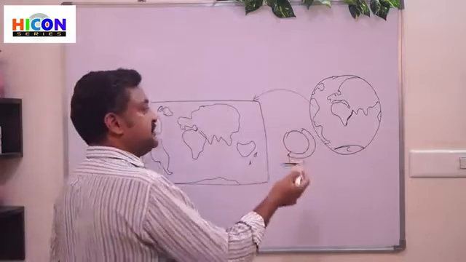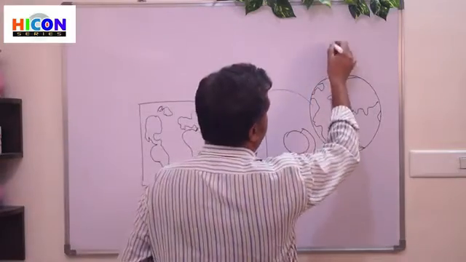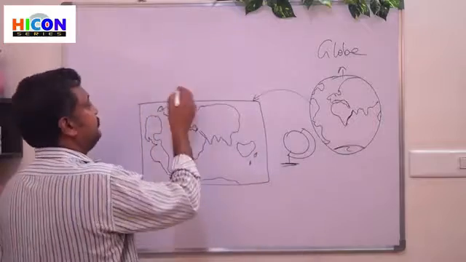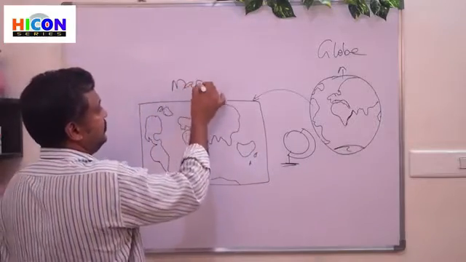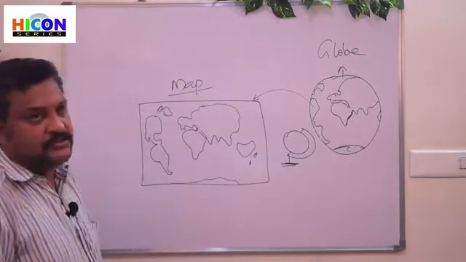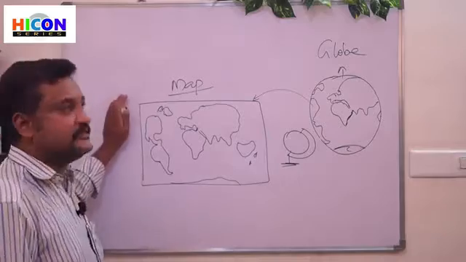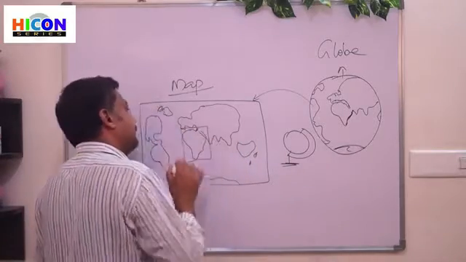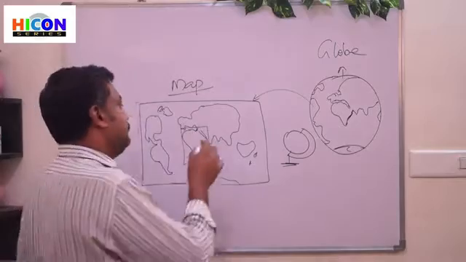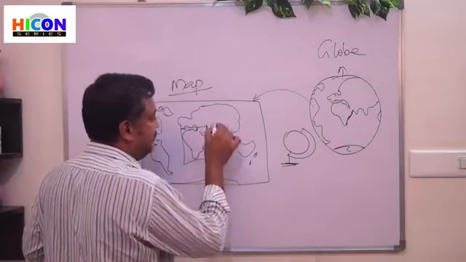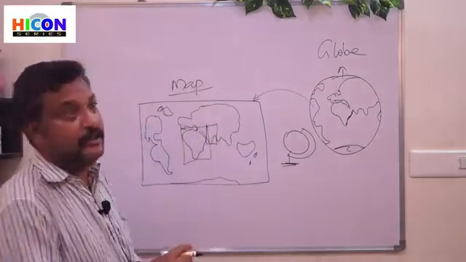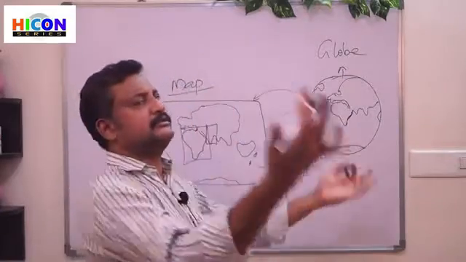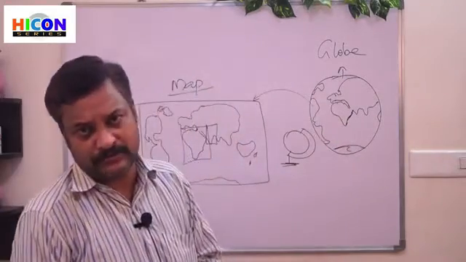If the representations are on a spherical body, then that is known as a globe, and if it is on a flat body, that is known as a map. So the advantage of a map is that if you want only the map of Africa, we can make only the map of Africa. If you want the map of India, we can make the map of India. But on the globe, it will be all together. The entire earth will be there on the globe.